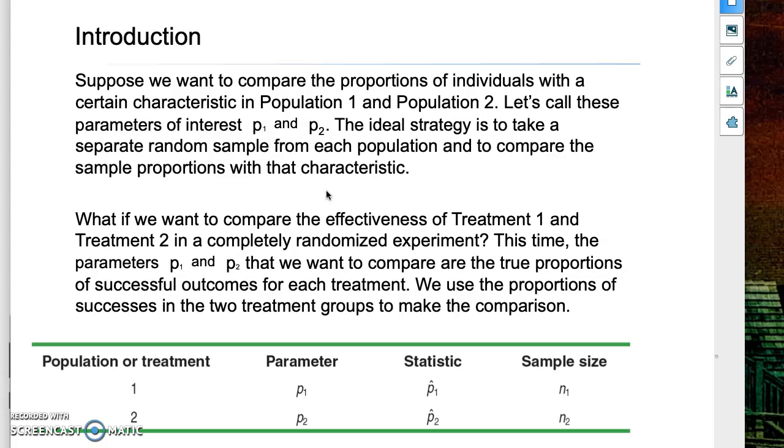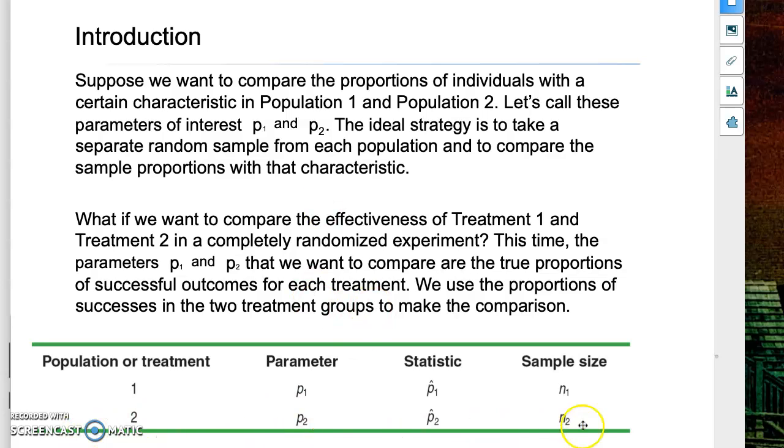Alternatively, what if we wanted to compare the effectiveness of two different treatments for some kind of situation like COVID-19? So we have treatment 1 and treatment 2 in completely randomized experiments. And here I will stress the importance of completely randomized experiments. This time the parameters P1 and P2 that we want to compare are the true proportions of successful outcomes for each treatment. And we use those proportions to make a comparison to decide if there is in fact a difference.